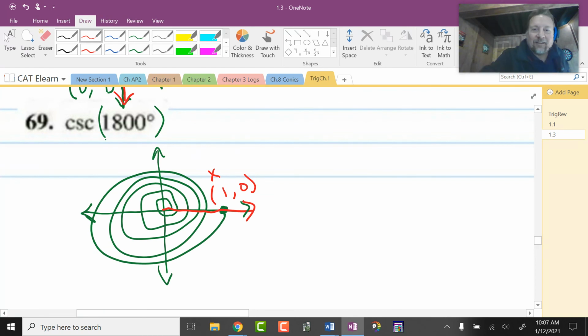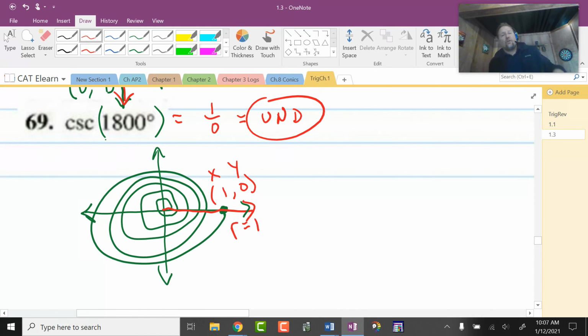No, this is a no calculator question. All right, cosecant. Oh, same thing. Cosecant is r over y. Oh, no. r over y is undefined. Okay, so 1 over 0.